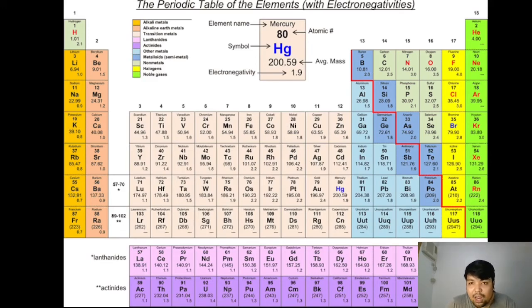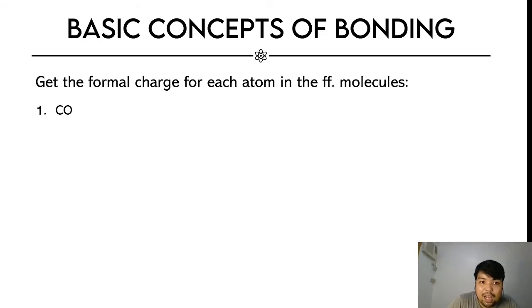So, let's try another exercise wherein we draw the Lewis structure first, then we get the formal charges for each atom in the following molecules. So, let's have... Hala, I forgot to show. Eto pala, I forgot to show it. Sorry. I got carried away.